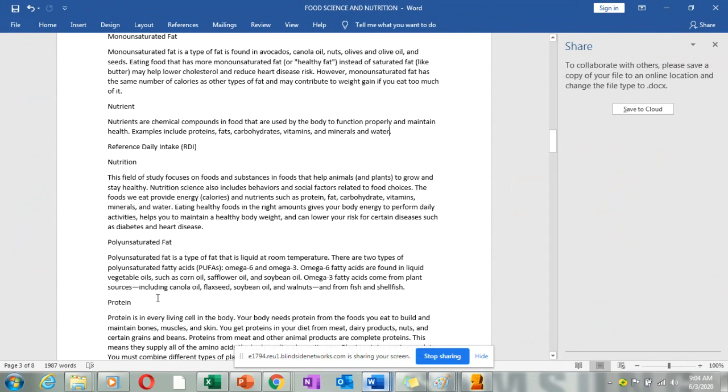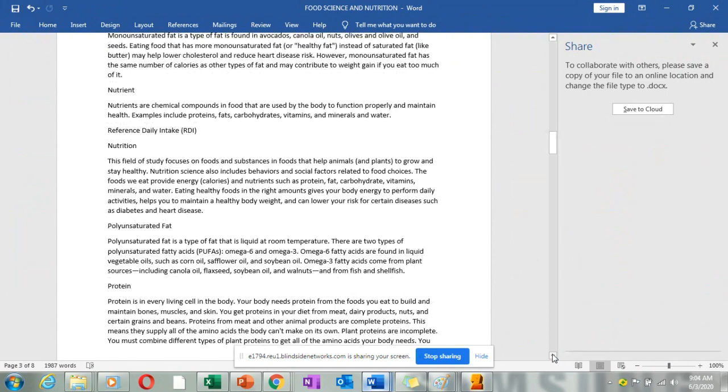So we have other definitions there, like polyunsaturated fats. That is fat that is liquid at room temperature, and we have different kinds like omega 6 and omega 3. Then we have protein. Protein actually is what really makes up us, your body. Every living cell in the body is protein, okay? And your body needs protein from foods so that it can continue building and maintaining the body. So to build and maintain bones, muscles, and skin, you need to eat proteinous foods.